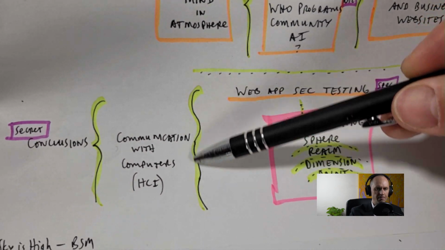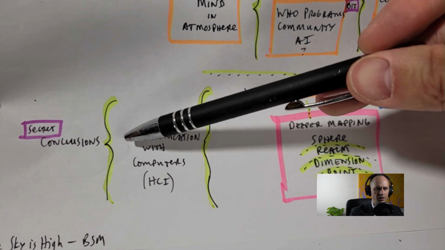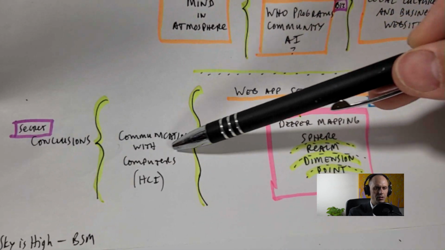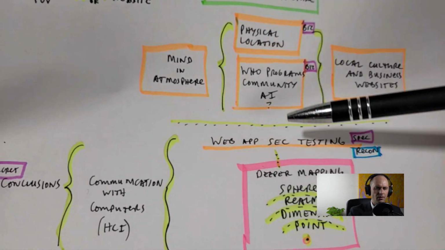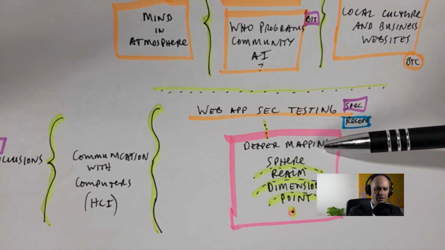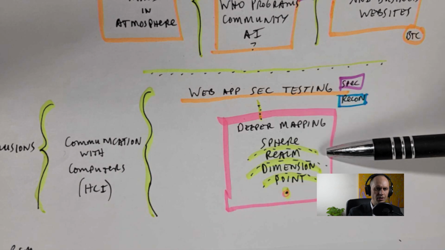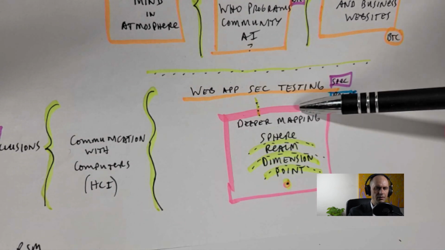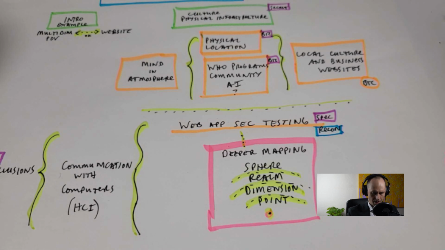I'm just going to move here. So on the side, you have communication with computers, and what I'm calling here for a moment, secret conclusions about what we're going to get into. So within web application security testing, you have something I'm calling deeper mapping, where there's a sphere, a realm, dimension, and a point. This is the significance of this article, let's say, because it's out here in pink. So that's the map.